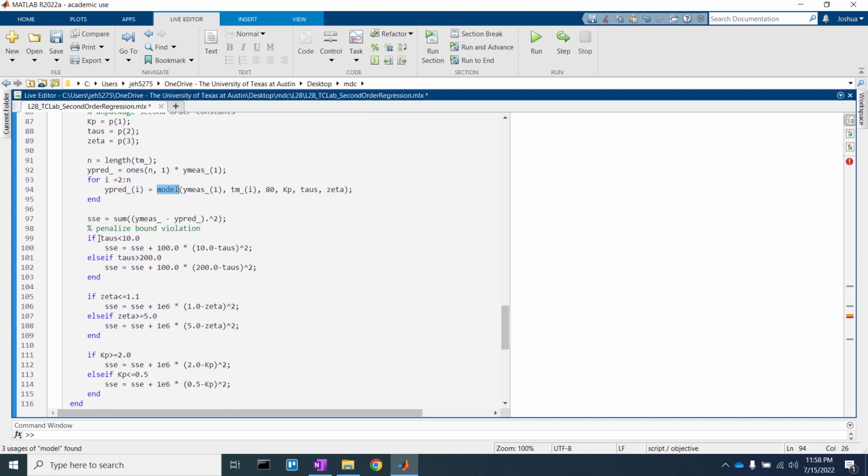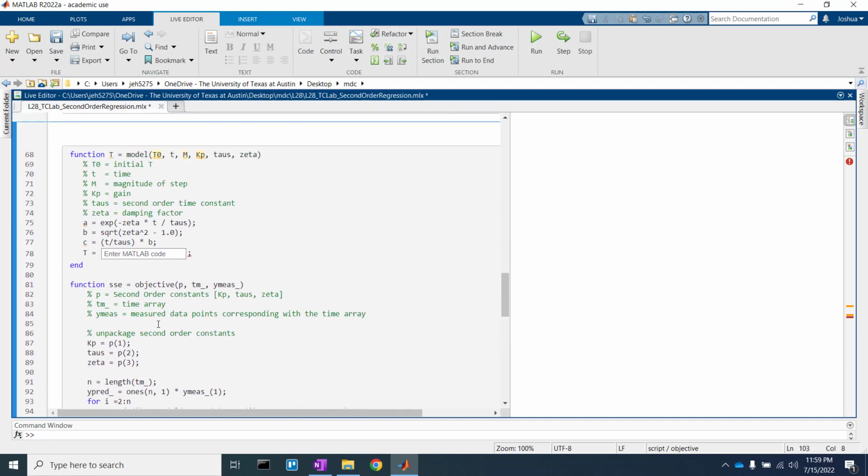We also add a penalty if we violate some bounds. So if tau s is too low or too high in regions that just don't make sense, we're going to add a very large value and also make it differentiable by making it depend on tau s. That's so that our solver knows to get away from those bounds that are just unreasonable. We're using fmin search just because it's going to work a little bit faster.